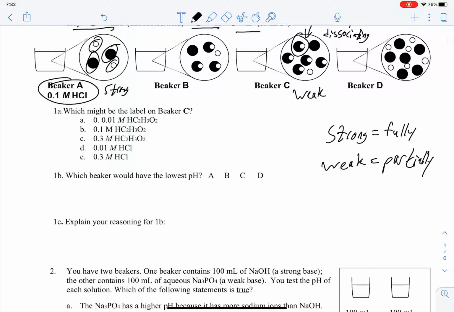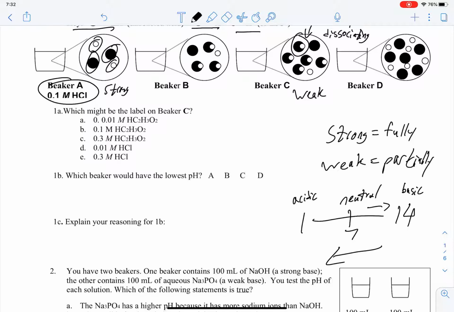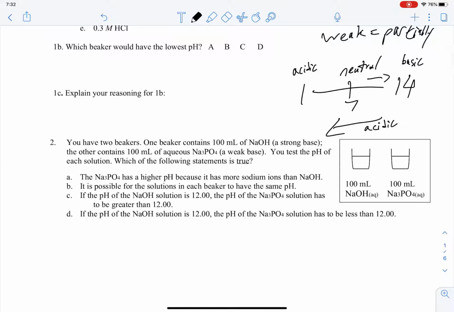Also, we want to think about our pH scale. It goes from 1 to 14, and 7 is neutral. Be careful. I see a lot of mistakes on this, where the number goes down and sometimes students think it's more neutral. That's not the case. Anything closer to 1 is going to be acidic, and anything closer to 14 is becoming more basic. If the number is decreasing, it's becoming more acidic. And that goes into question 2 as well.